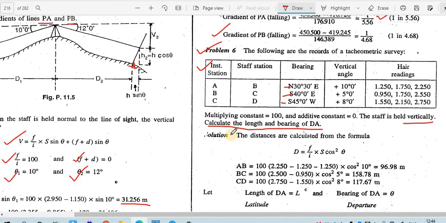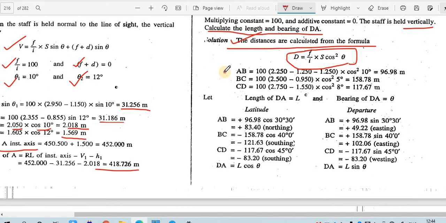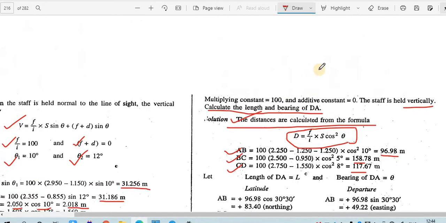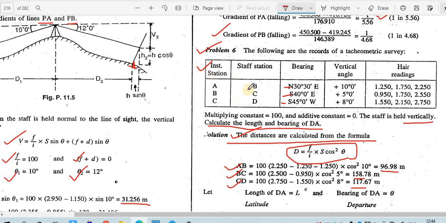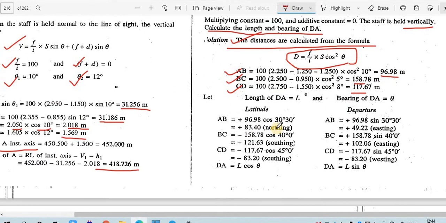First we will calculate the distances required for the formula. Since the additive constant is 0, we need to use only the F times S term. So we have got the distances of AB, BC and CD, coming out to be 96.98, 158.7 and 117.67. As I've told you, it is forming a traverse, so we can also calculate the latitudes and departures of these points.